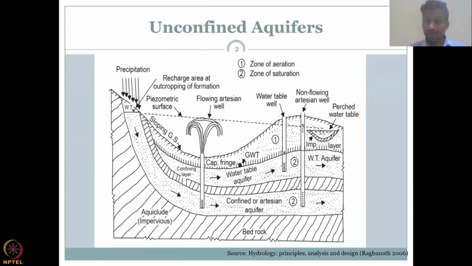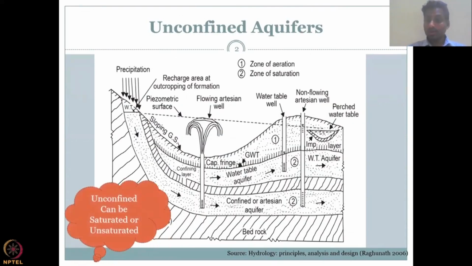This is the unconfined aquifer. We looked at the top. In the unconfined aquifer, we saw that there are two regions. There is a zone of saturation, which is under the imaginary water table line, which is this one. And also there is a zone of aeration where the porous space has air plus water, or just air.